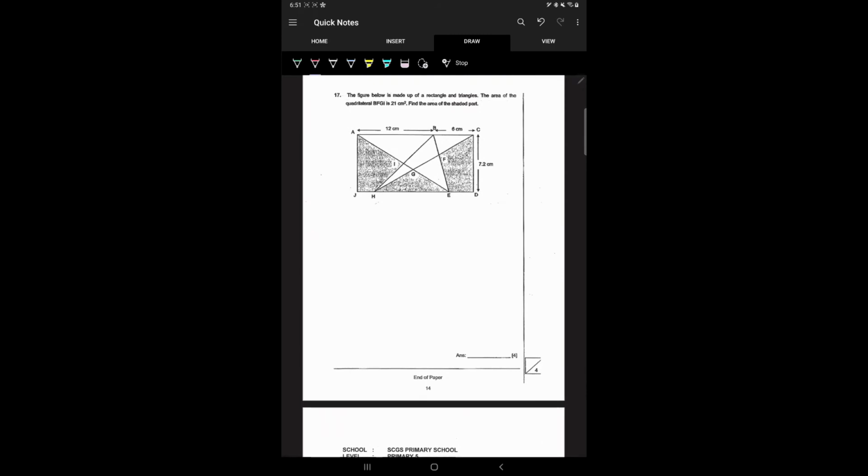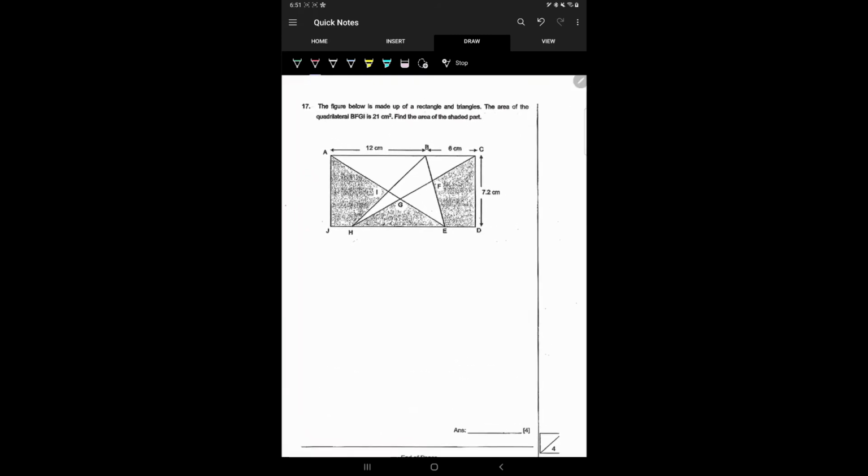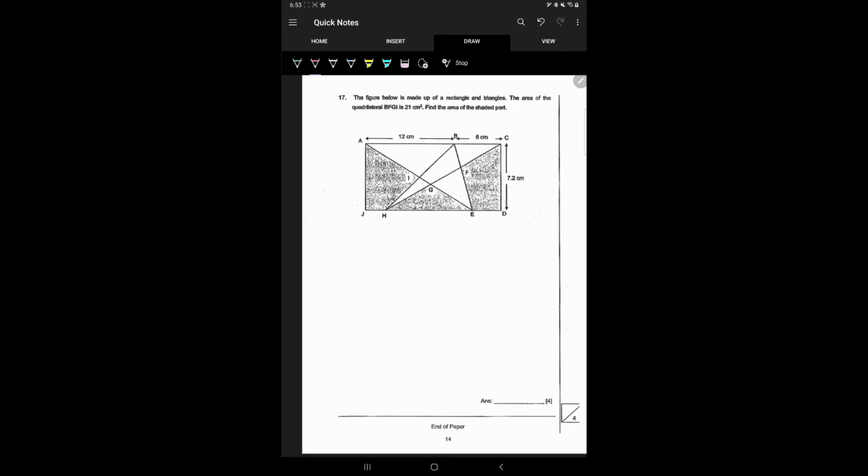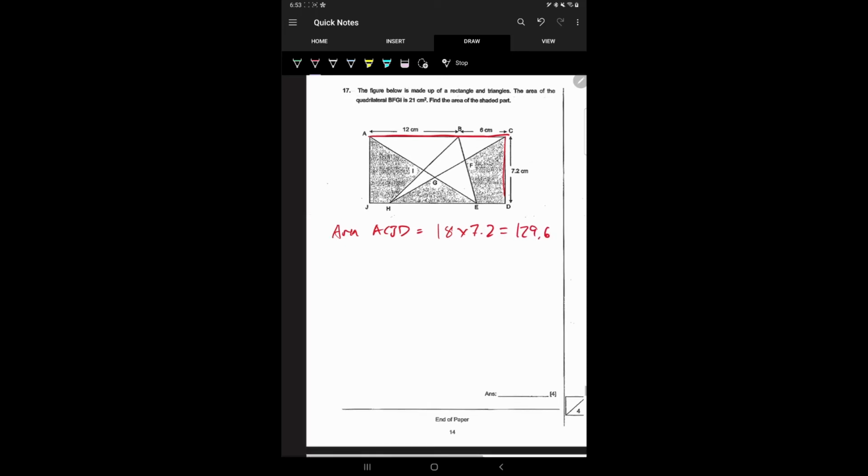Alright, so last question. So the figure is made out of rectangle and triangles. The area of the BFGI, which is this part, is 21 cm squared. Find the area of the shaded portion. Alright, so for this question, first thing we want to find is the area of the entire rectangle. So area of ACJD is 12 plus 6 times 7.2, which is 18 times 7.2, which gives us 129.6.